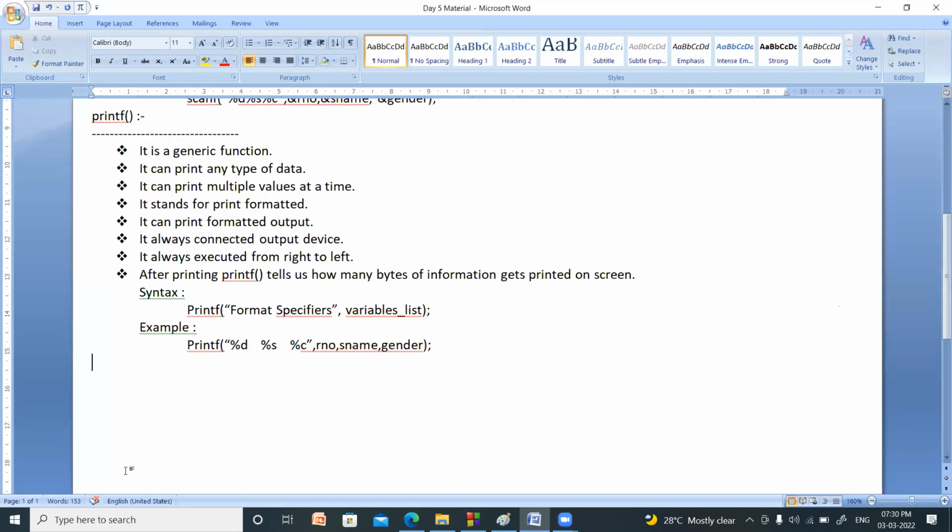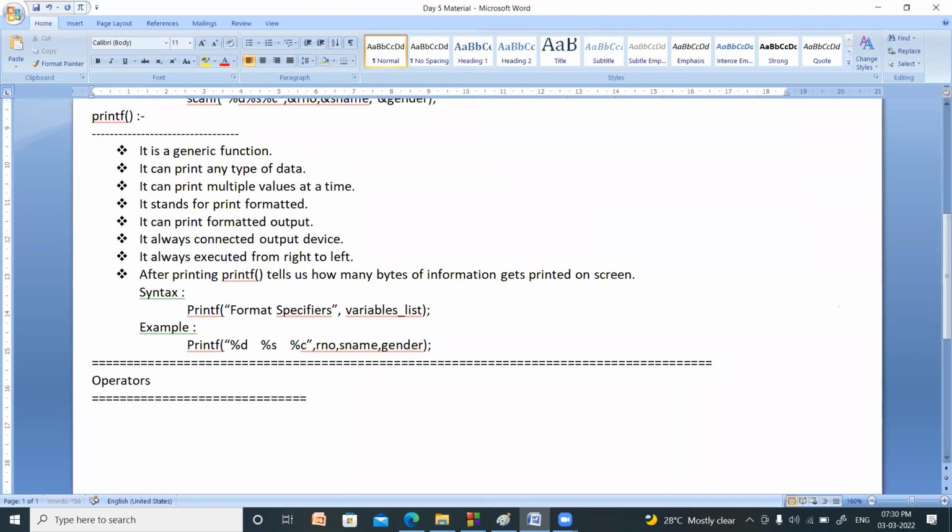Till now, we came to some important topics in C language. Now, to manipulate the data, we require some tools. Those tools are called operators. Now, I am going to explain what operators are available in C language. The next topic is operators. Right. See this.